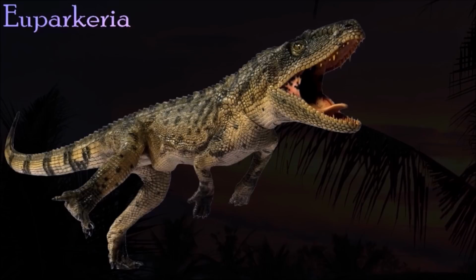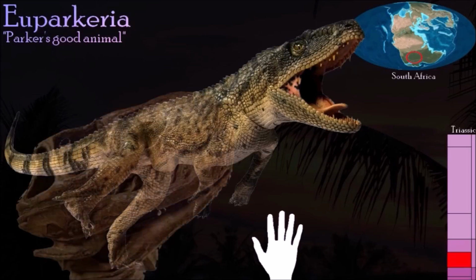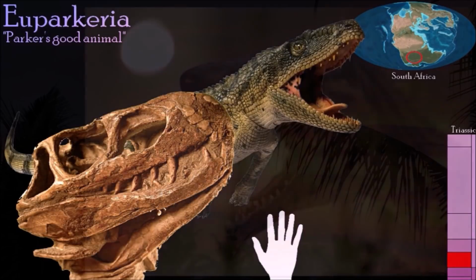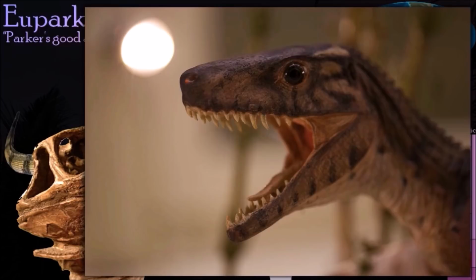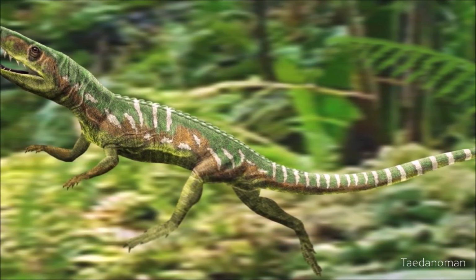Euparkeria was one of many reptile species that lived during the first few million years of the Triassic in what is now South Africa. This small carnivore had a mouth full of sharp teeth and was covered in scaly skin embedded with bony plates along its back and tail. A close cousin of the Archosaurs, it showed many characteristics that developed more fully in dinosaurs and other archosaurs.